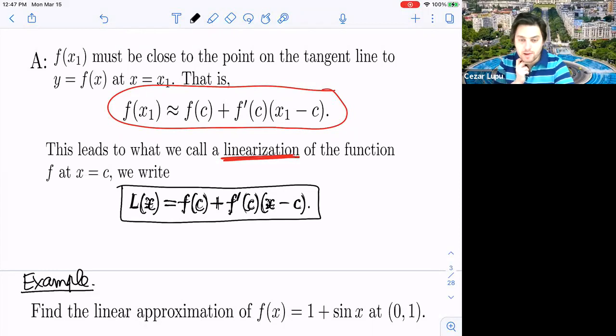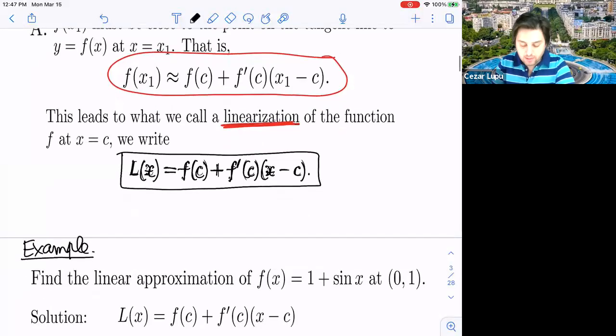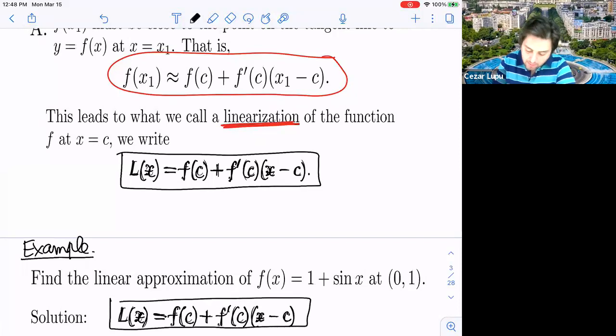Well, who is c? Exactly. So like Nolan says, c is 0. So the linearization, or linear approximation if you want, is the following. As you can see above, L of x is nothing else than just f of c plus f prime of c times x minus c. So let's keep this in mind.